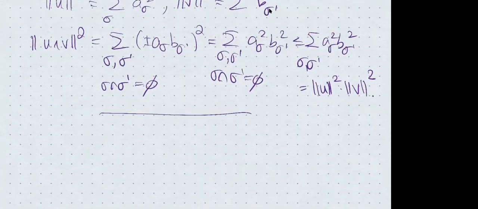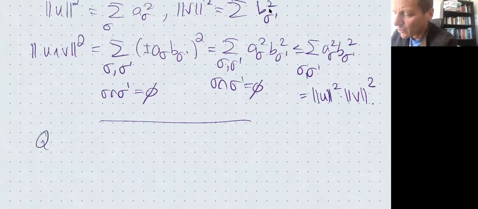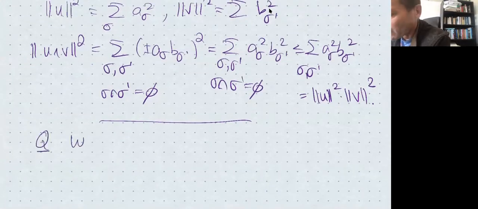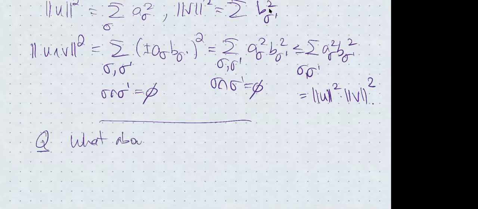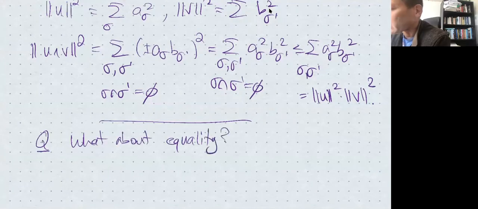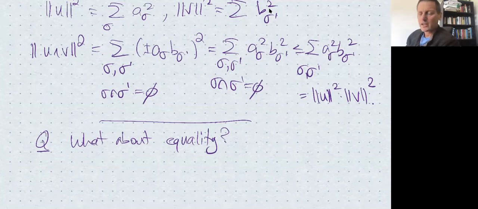If you have equality in this case. Yeah, let's write that as a question. We're going to talk about that soon. So what about equality? Equality is not so easy. It's not so easy to give necessary and sufficient conditions for equality in the general case, but it is easy to give necessary and sufficient conditions for equality in the case of blades, in the case of decomposable elements, which we're going to get to soon.